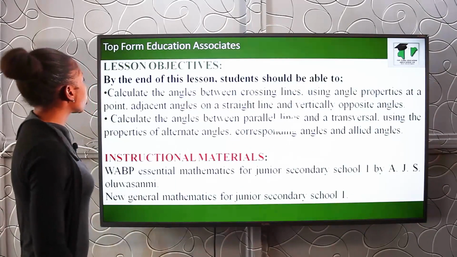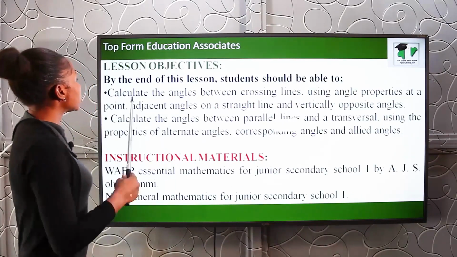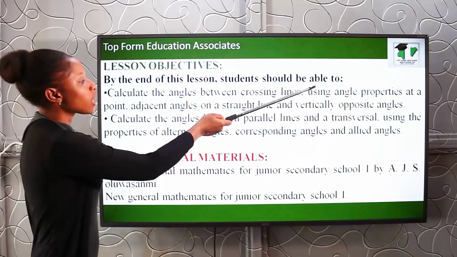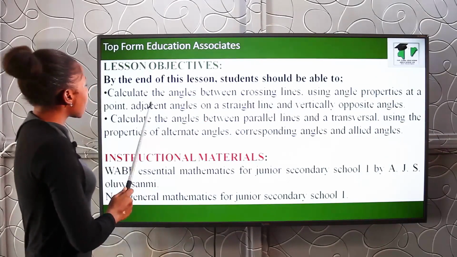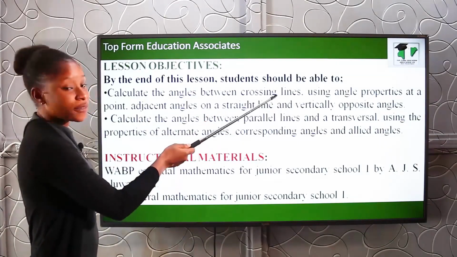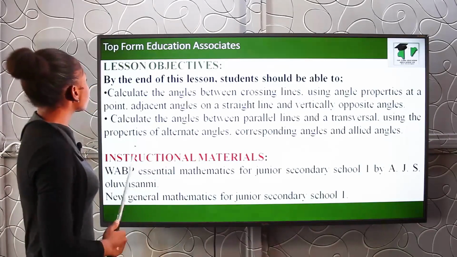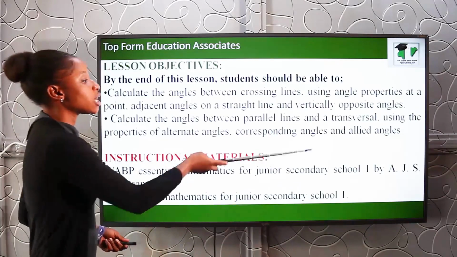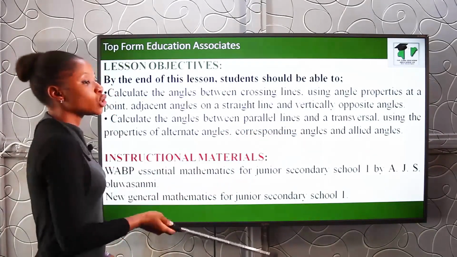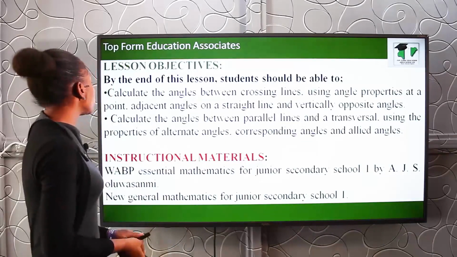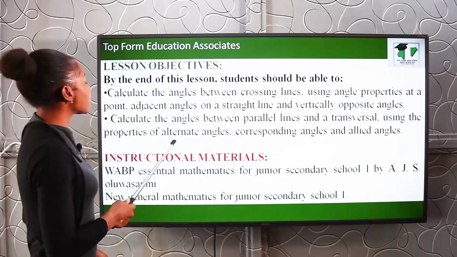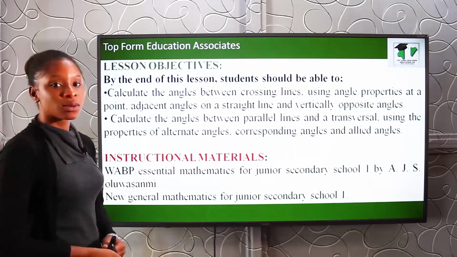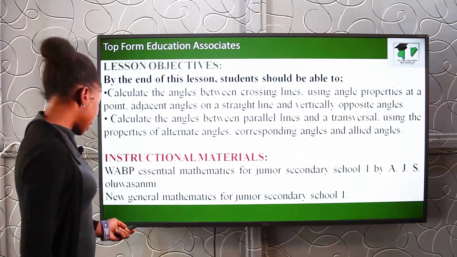All right, our lesson objectives. By the end of this lesson, you should be able to calculate the angles between crossing lines using angle properties at a point, adjacent angles on a straight line, and vertically opposite angles. Also, you should be able to calculate the angles between parallel lines and a transversal. You will know what a transversal is, and you'll be able to use the properties of alternate angles, corresponding angles and allied angles to calculate angles between parallel lines.